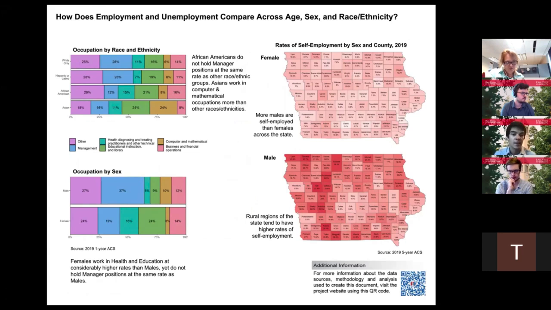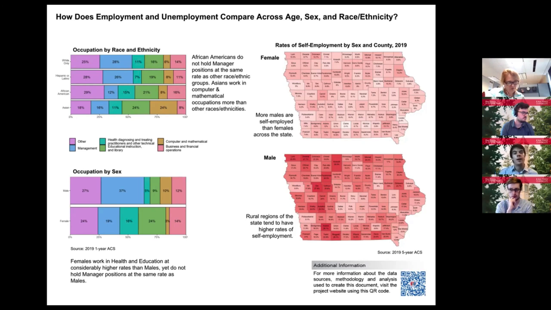And then on the left side, we see information on the occupation held by individuals of varying races and ethnicities, as well as sex on the bottom. One of the takeaways from the poster was that African Americans hold manager positions not at the same rate as other groups, and as well as Asian Iowans work in computer and mathematical occupations more than other races and ethnicities.